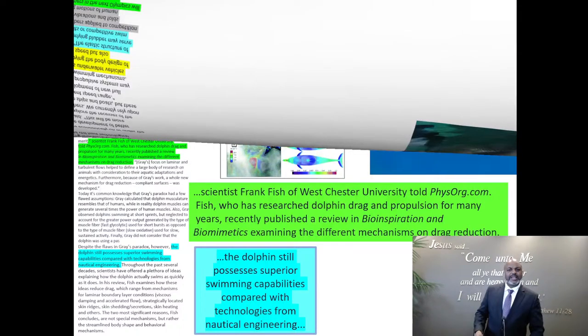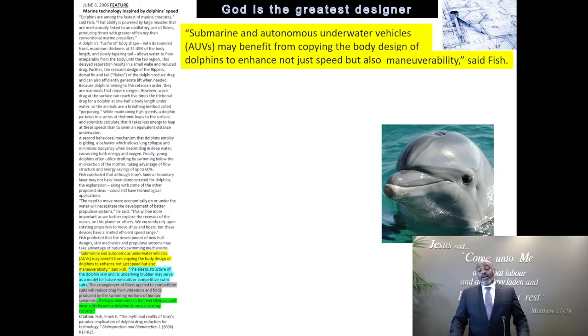So, a quote from another part of the article says, submarines and autonomous underwater vehicles that are remote control may benefit from copying the body design of dolphins to enhance not just speed, but also maneuverability. So not just how fast they go, but how they can move as well. So that was one design that they came up with. But there was another one.